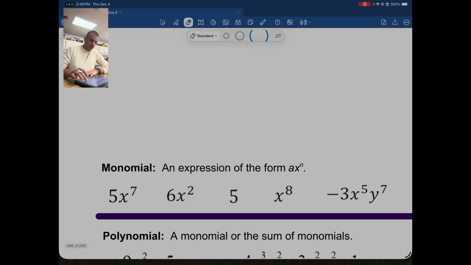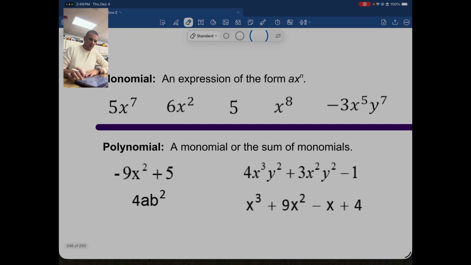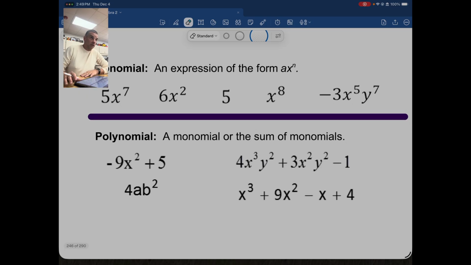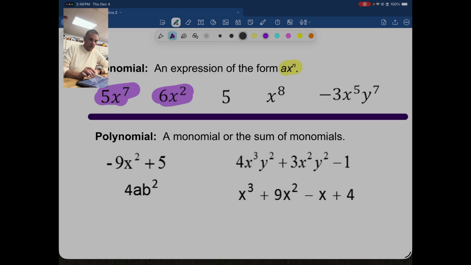So the first thing we want to talk about is what is a polynomial. And in order to figure out what a polynomial is, we really need to know what a monomial is. So a monomial is just an expression that's anything that's in the form of a times x to the n, where a is just a real number, an integer, whatever, a real number, and x to some power. So all of these are just examples of different types of monomials.